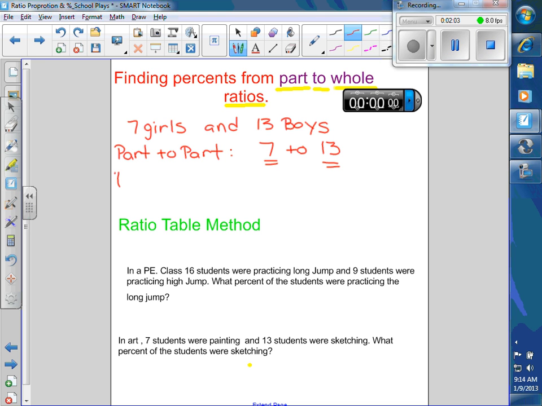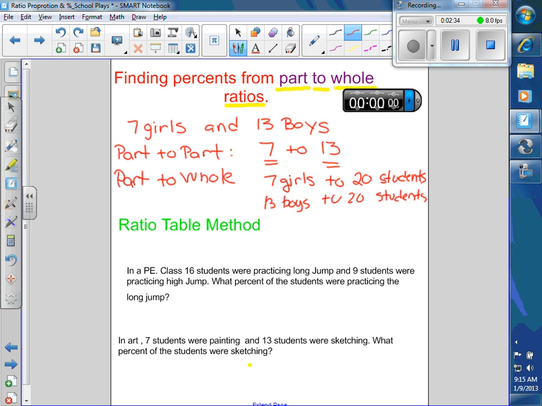A part to whole comparison would be 7 girls to 20 what? Kids, or students, right? 20 students. Or I could do 13 boys to 20 students.